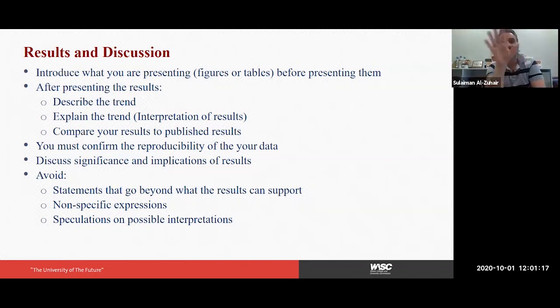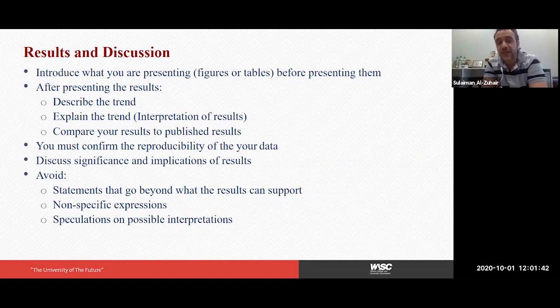You describe what people can see in the graph: as shown in the graph, increasing the concentration results in dropping the strength, whatever. So you explain it increases, then decreases. It reaches a maximum, then it drops. It reaches a plateau. All what you are seeing, you describe it. Then you explain it. What is the reason you think behind those results?